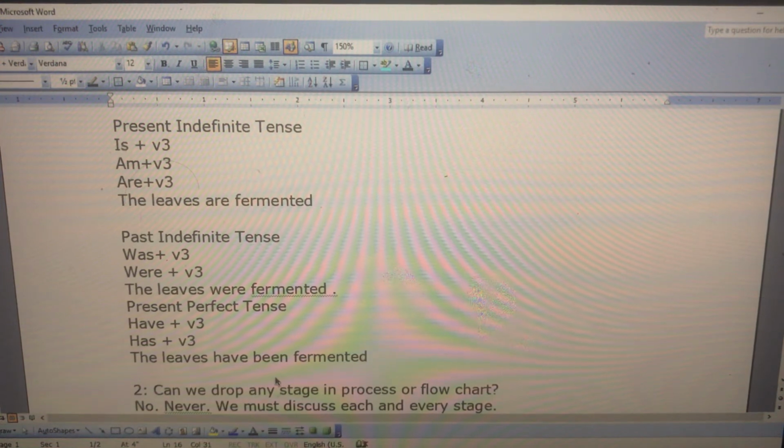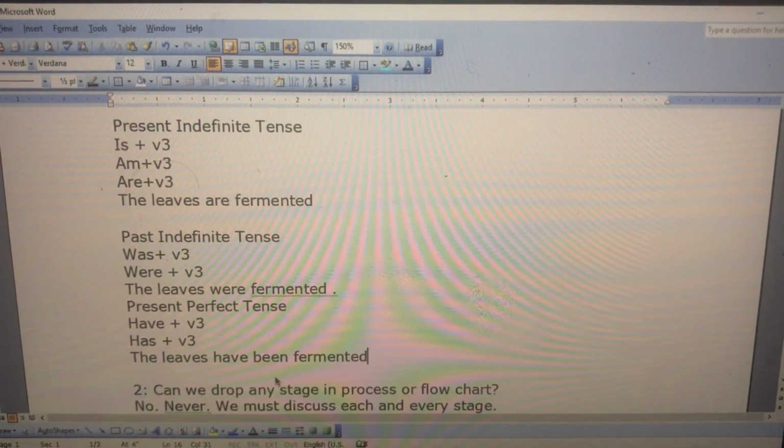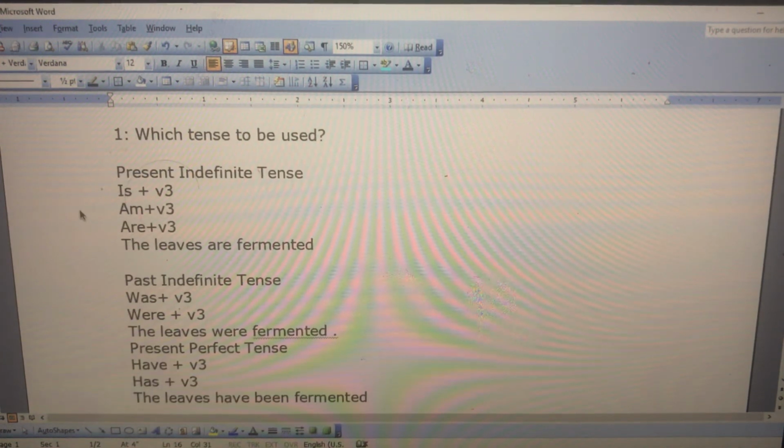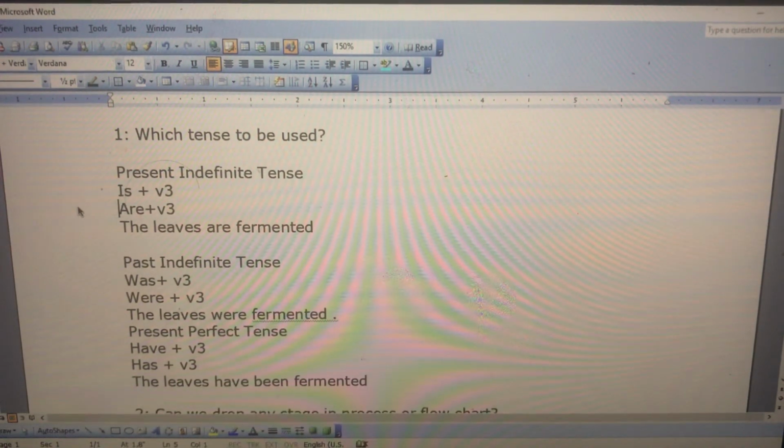That in present perfect we use have or has. Have for plural and has for singular. And then verb third form. And if you want to use past indefinite, then you will have to use were for plural and was for singular. And then for the present indefinite tense, we don't use am because am is for the first person. Okay, drop it, right? Is and are. You should use is and are plus verb third form.